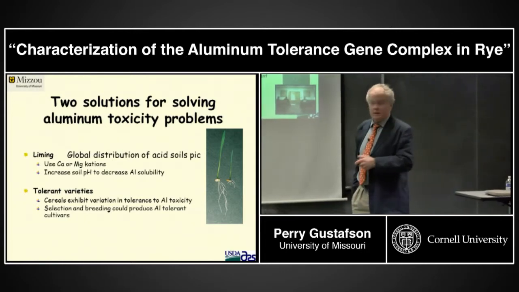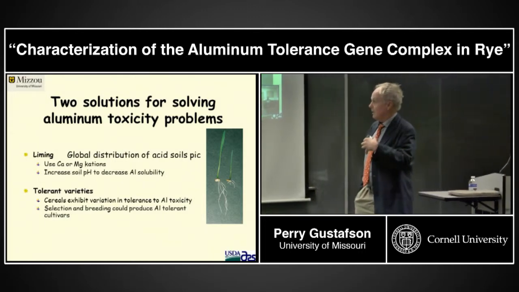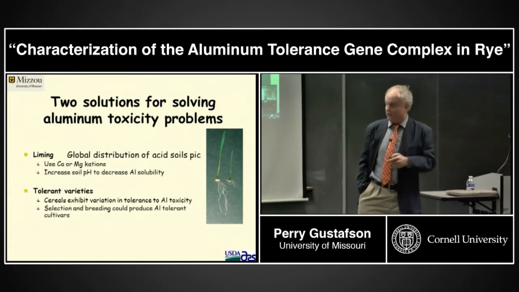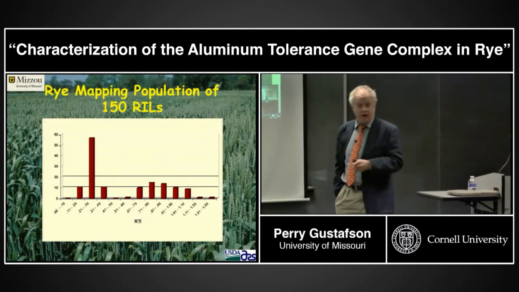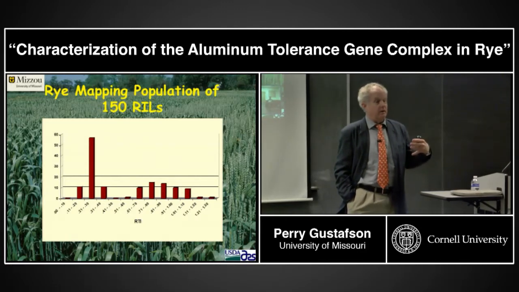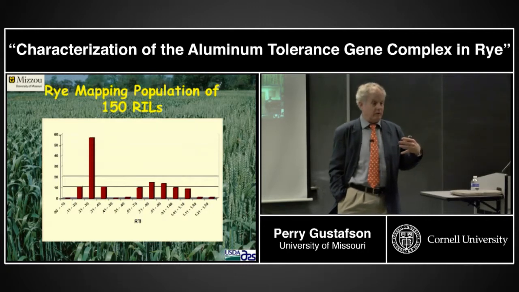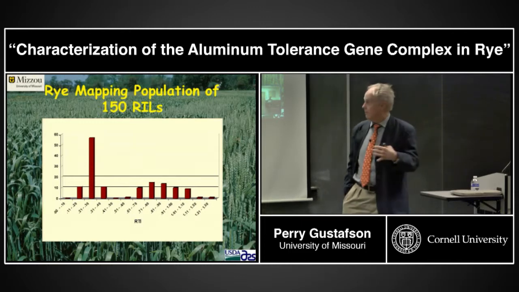So liming is temporary. Varieties are permanent. So we wanted to look at producing more varieties. If you look in cereals, the most tolerant cereal in the world of the grasses is rye. The most tolerant wheat is about 32 parts per million, whereas Simmet has got ryes that are tolerant to maybe 200, 250 parts per million aluminum.